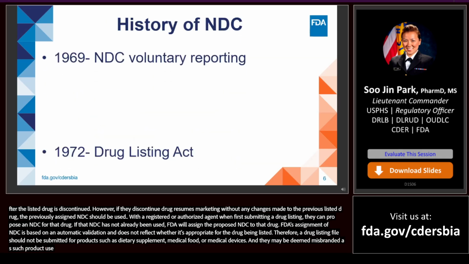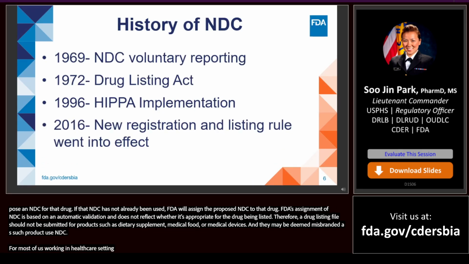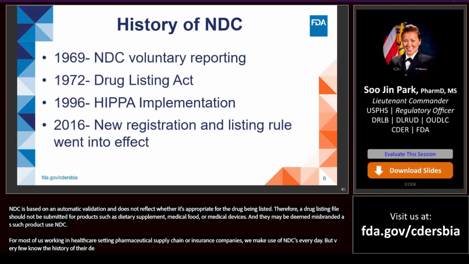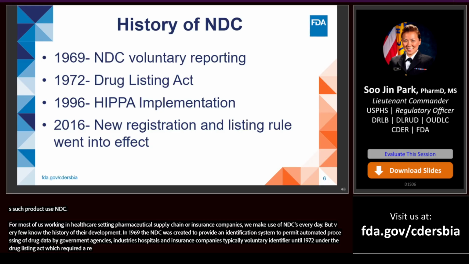For most of us working in healthcare settings, the pharmaceutical supply chain, or insurance companies, we make use of NDCs every day, but very few know the history of their development. In 1969, the NDC was created to provide an identification system to permit automated processing of drug data by government agencies, industries, hospitals, and insurance companies. It was a voluntary identifier until 1972 under the Drug Listing Act, which required a registered drug establishment to provide FDA with a current list of all drugs it manufactures for commercial distribution in the US.